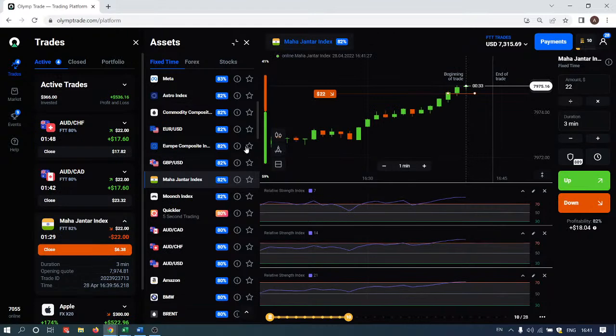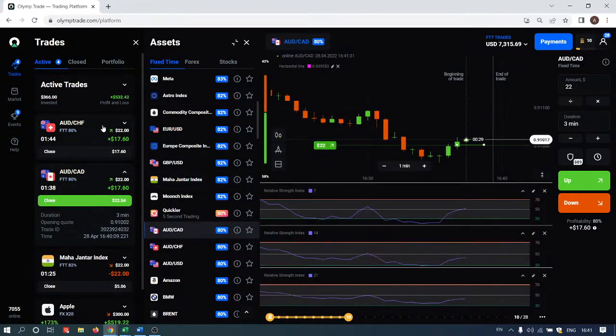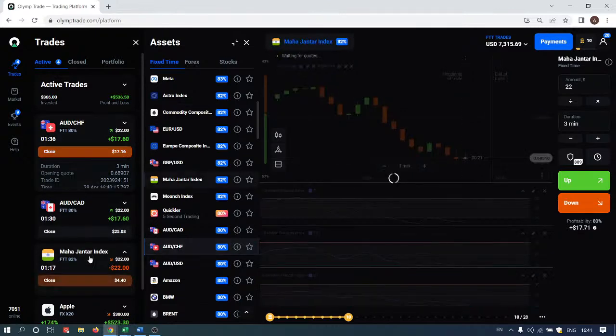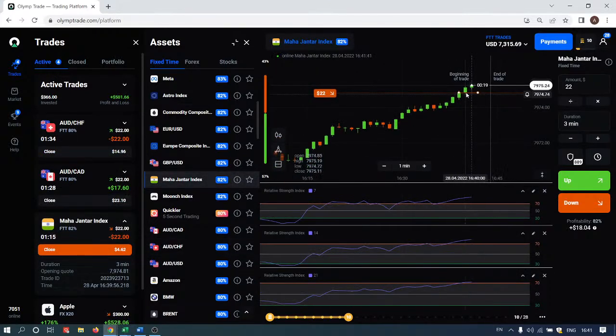Guys, I will not open any more trades. I've opened 3 more trades here. You can see them. I have 2 trades here on AUD CHF and AUD CAD, so 2 trades on currency pairs. And I have this Mahajantar index, which keeps going up and is still overbought. And probably I should open another trade.